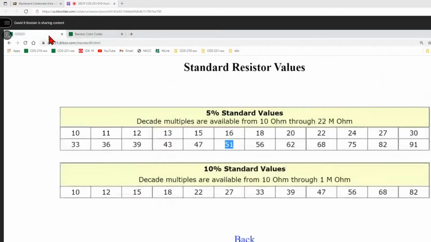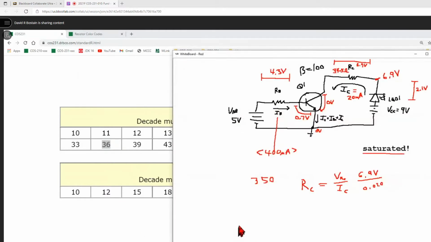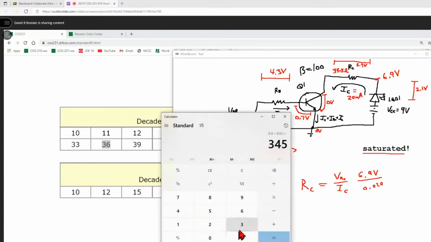We look at our standard chart. 360 is about the best we're going to do at 5%. So that means we're going to have a 360 ohm resistor, 5%. So we add 18 to that, would be 378. Take 18 from that, I can't do that in my head. It would be as low as 342.